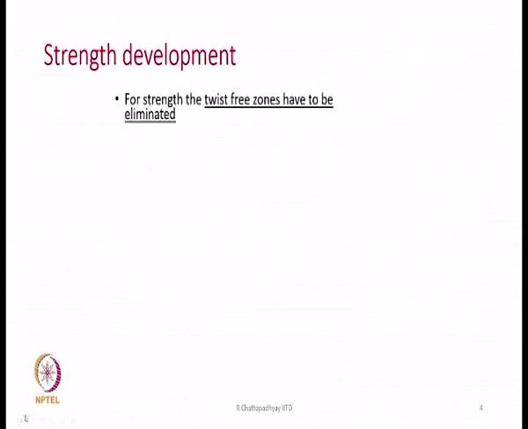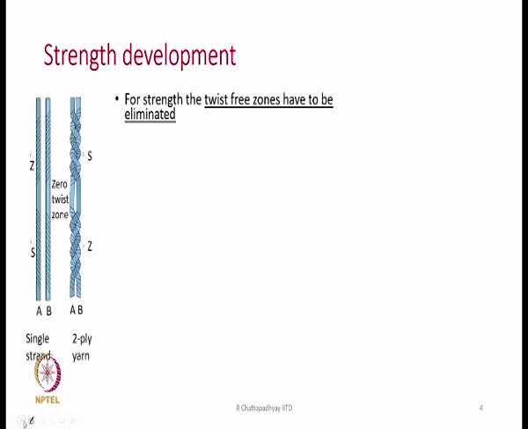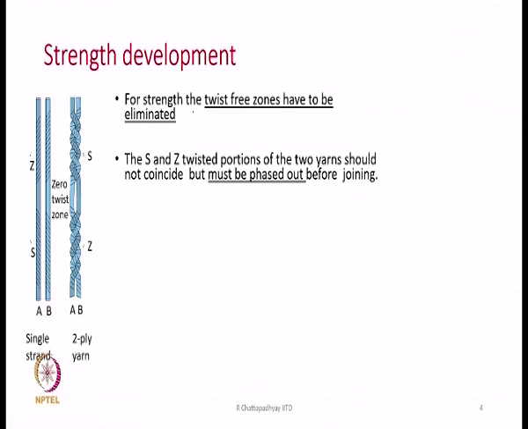So, we have to think how we can develop strength in this kind of structure. For the strength to be developed, we have to eliminate the twist free zones, that is, we have to get rid of this kind of zone where both the individual strands are not having any twist at all. This has to be eliminated, and hence the S and Z twisted portions of the two yarns should not coincide and must be phased out before joining.